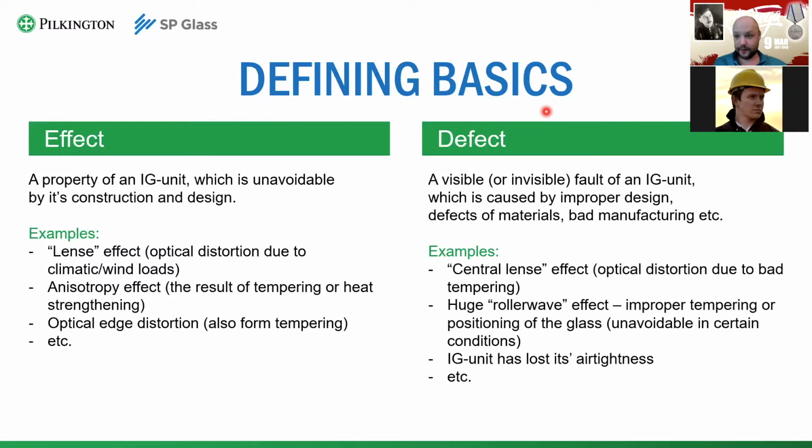And a defect is basically someone's fault. So somebody on any part of the process did something wrong, in the design of an IG unit, or in processing and making the IG unit, or in choosing the glass. Something has gone wrong, and it's called a defect.